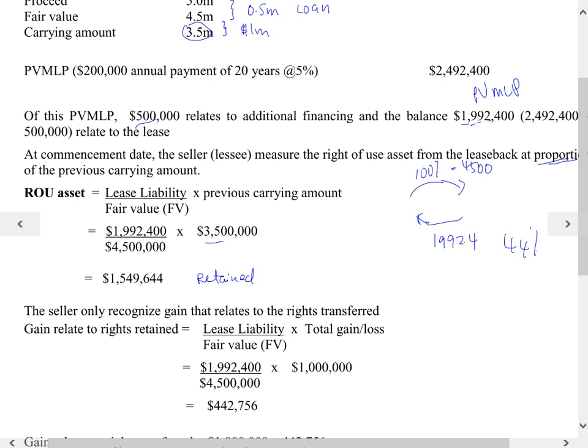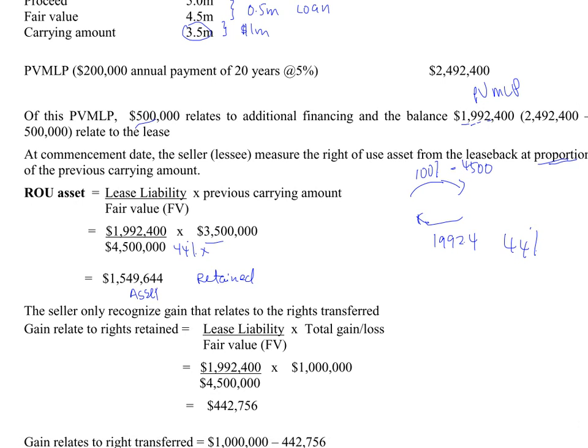So what happens is, 35, which is in my book, 44% is retained. So I will retain 44% of 35. Okay, so this is my asset. This is my asset. Then the ROU, right-of-use asset, means the 56% has been sold, meaning we can therefore recognize 56% profit or loss.